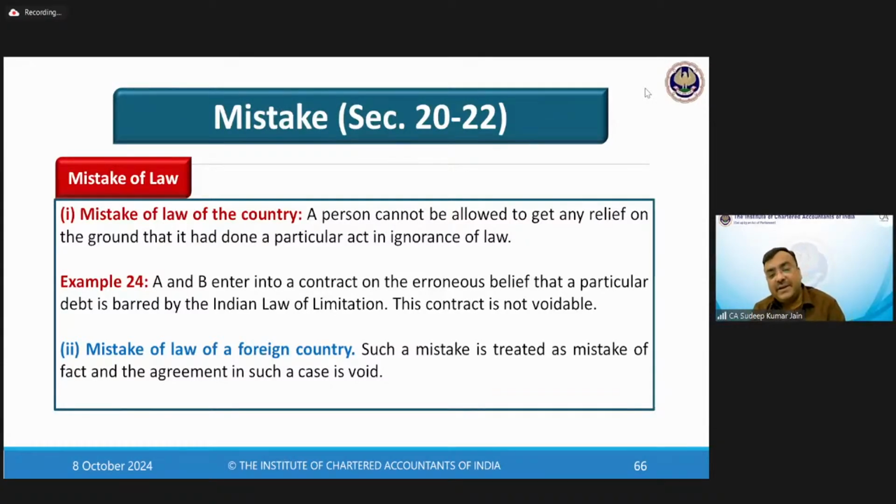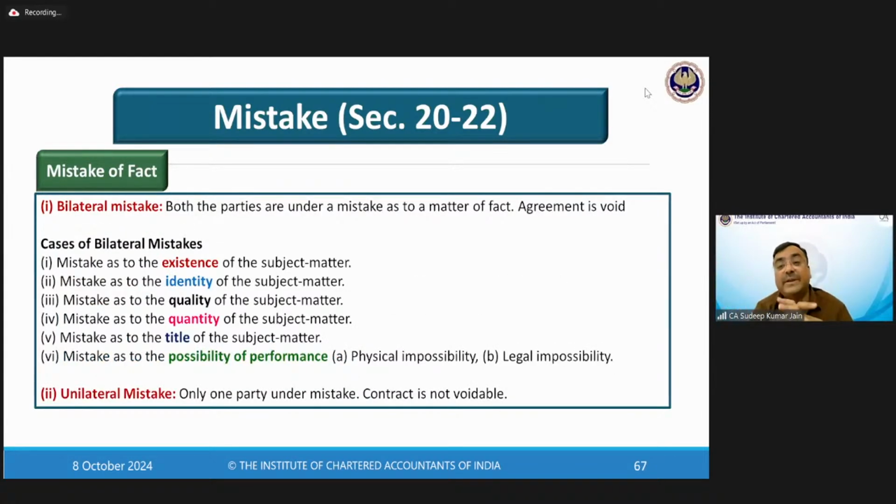Mistake of law of foreign country means, you can say in this way, कि a person of a foreign country can be presumed that he would not have a knowledge of our law. Such a mistake is treated as mistake of fact, and the agreement in such a case is void. Means if a foreigner has made a mistake due to ignorance of Indian law, this contract is void. This cannot be claimed. But in case you are entering into a contract, you cannot say that you don't have the knowledge of law.